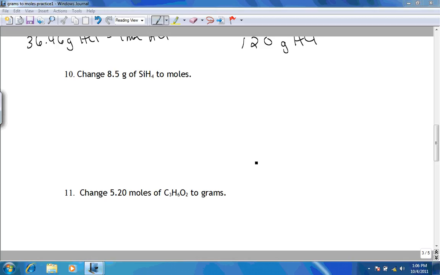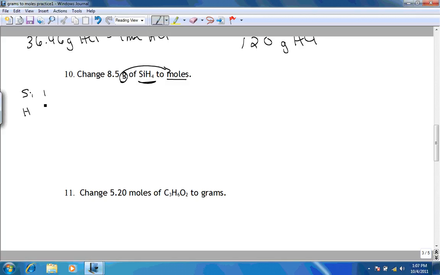Okay, this video is going to be doing questions 10, 11, and 12 on the grams to moles worksheet. So when we're looking at this, we have grams, and they're asking about moles. So grams to moles means we need to figure out the molar mass of SiH4 by looking on the periodic table. So we have Si and we have H.